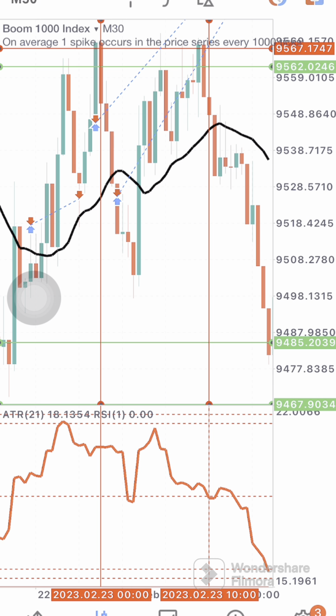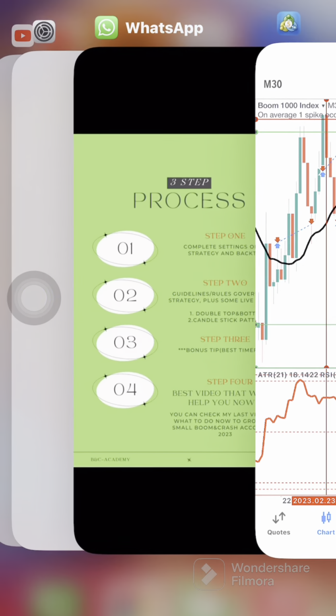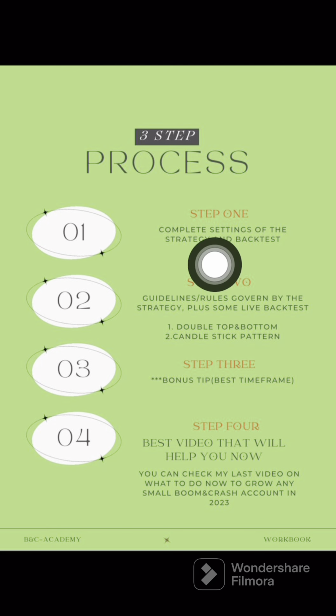And that is where the issue of time frame comes into play, which is the last bonus tip I promised to give whoever stuck with me in this video up to this end. So I've already given you the settings and you have the conditions aligned.